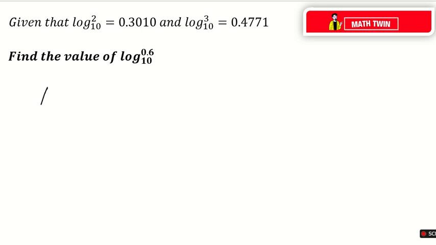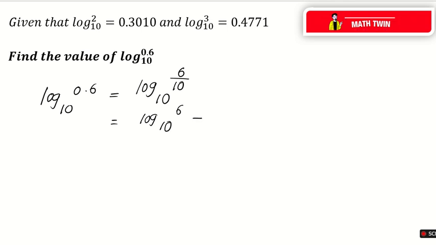We can write log base 10 of 0.6 as log base 10 of 6 over 10, and in the next step we can write log base 10 of 6 over 10 as log base 10 of 6 minus log base 10 of 10.